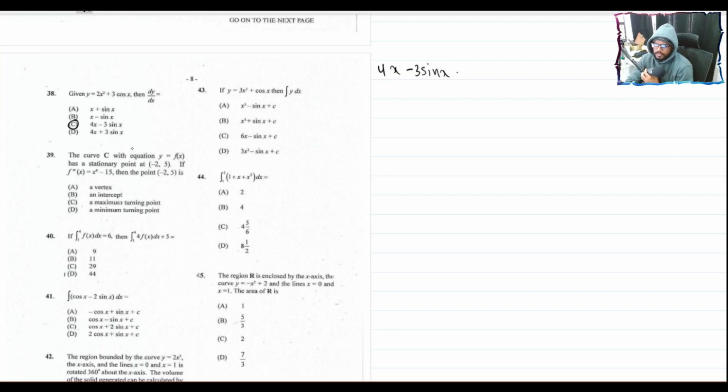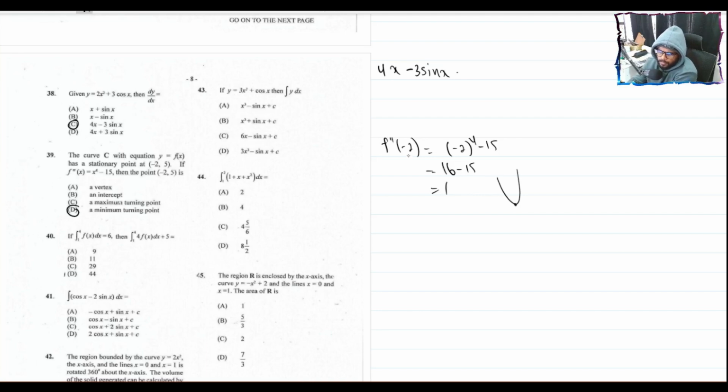The curve C with equation y equals f of x has a stationary point at (-2, -5). If the second derivative is that, then for the point (-2, -5), just plug in x, which is minus 2. I'm plugging in f double dash of minus 2, the second derivative, which is (-2) to the power 4 minus 15. 16 minus 15 is 1. 1 is greater than 0, so 1 is positive. Positive means we are happy, and once we are happy, we have a minimum point.